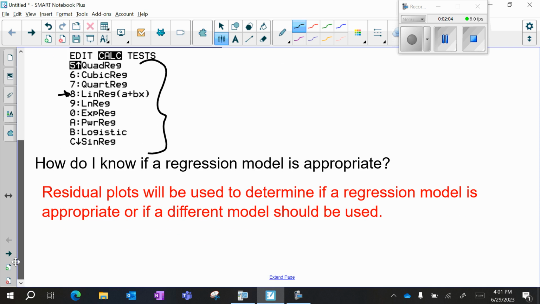And then how are we going to know if a regression model is appropriate? This is something that is probably going to be new for most of you. We're going to be talking about residual plots on a very basic level, not to the level of AP Stats, but in general, a residual plot is going to be used for us to determine if the model is appropriate or if we should be running a different regression.